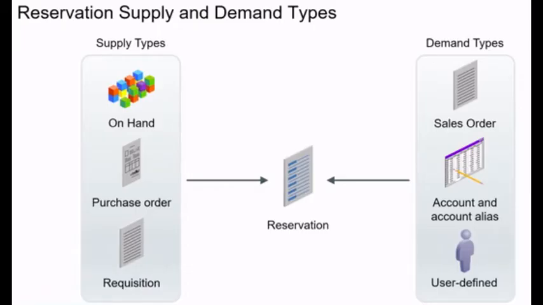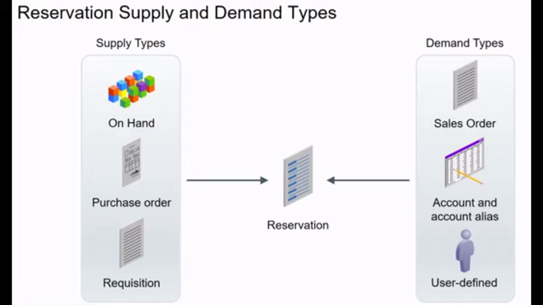So if we look at some of the supply types, on hand obviously is our most firm and readily available type of supply, or the obvious source of supply. But what about inbound products? Purchase orders where we haven't yet received them, but we know we have a PO out there. It's supposed to come in a week or tomorrow. We can also reserve against that purchase order.